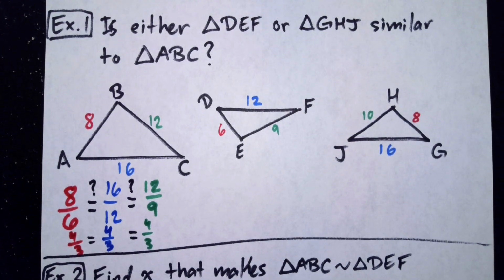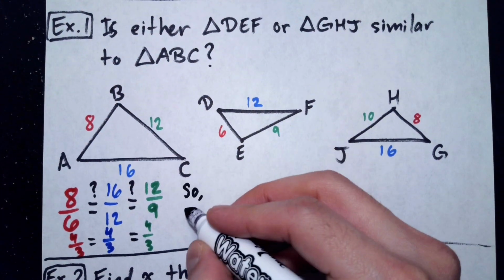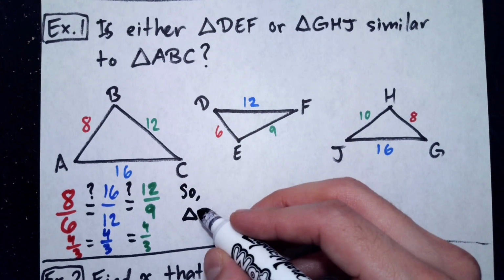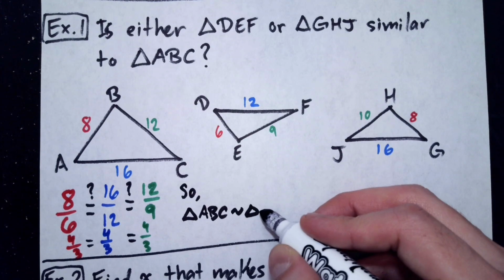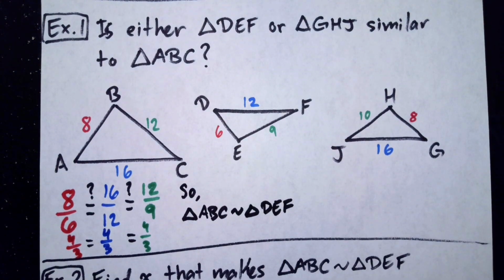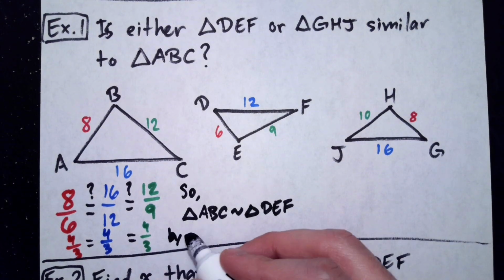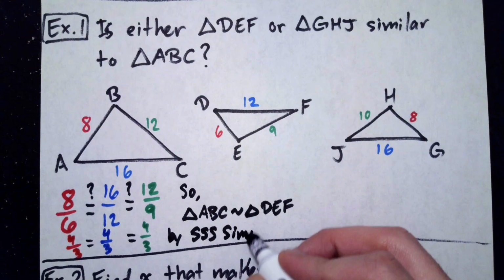This tells me that, and I'll write the answer right here. So triangle ABC is similar to triangle DEF by side similarity theorem.